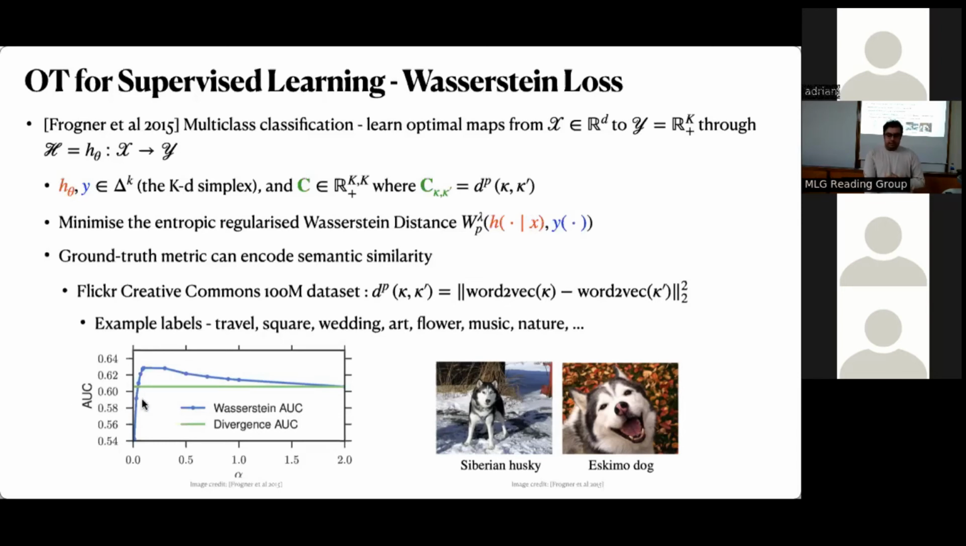And in practice, they use a weighted sum of the Wasserstein loss plus the KL divergence loss, and they have an optimum value for alpha for which the AUC is maximized. So this is one possible application where this idea of Wassersteinizing, or measuring the Wasserstein distance between distributions, can come into use if you have semantic similarities that you can encode into the problem.